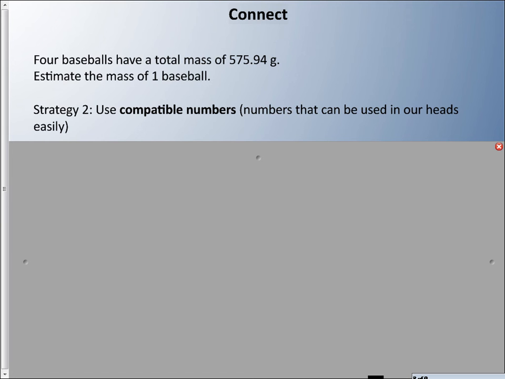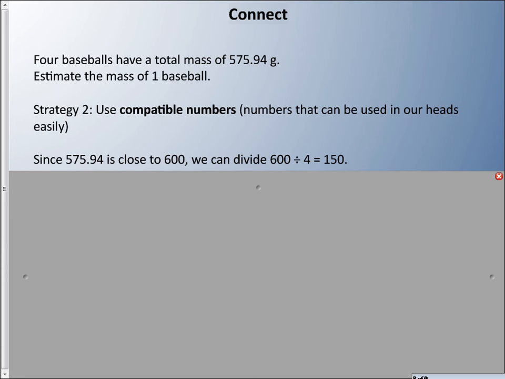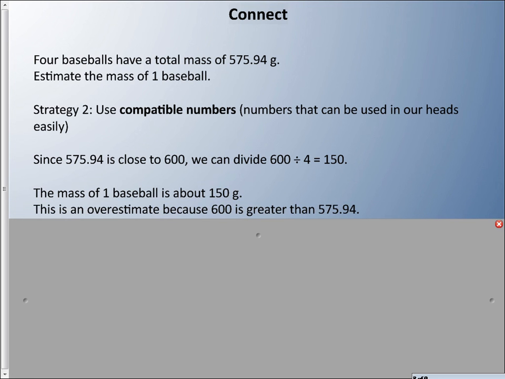Well, there's another strategy, and that's called using compatible numbers. Using compatible numbers means we change the number to something that we know we can work with a little bit easier. They're more compatible, okay? We can do it in our heads a little bit easier. So because that number is really close to 600, I know I can divide 600 divided by 4, and that's 150. So we're going to say that the mass of one baseball is about 150 grams. And this is an overestimate because 600 is greater than 575.94.